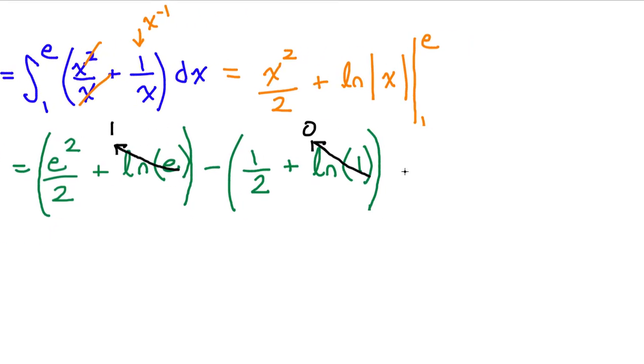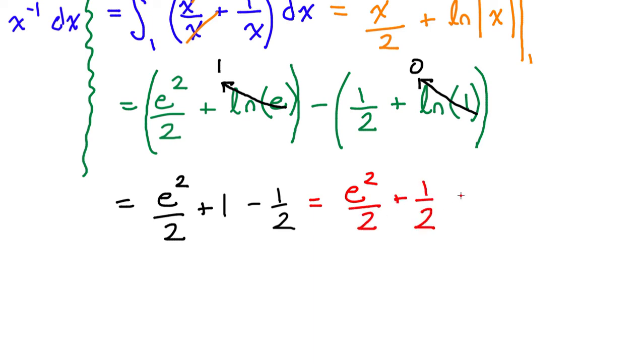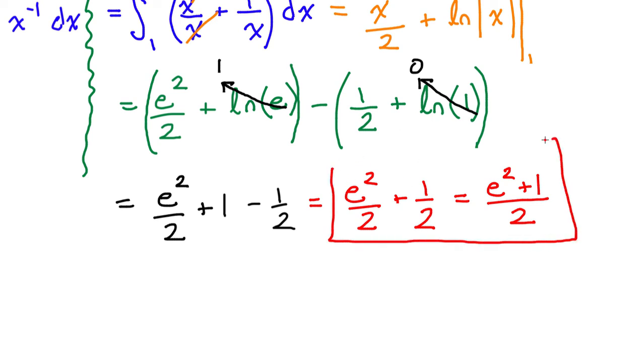So when I simplify this thing, that is now going to be equal to e squared over 2 plus 1 minus 1/2. And that simplifies nice and simply because that all is very nice. It's 1/2. So it's really e squared over 2 plus 1/2. And I guess another way of saying that is it's e squared plus 1 all over 2. Either of those two answers are the same, so I'm going to box both of them. Two different forms of an answer.